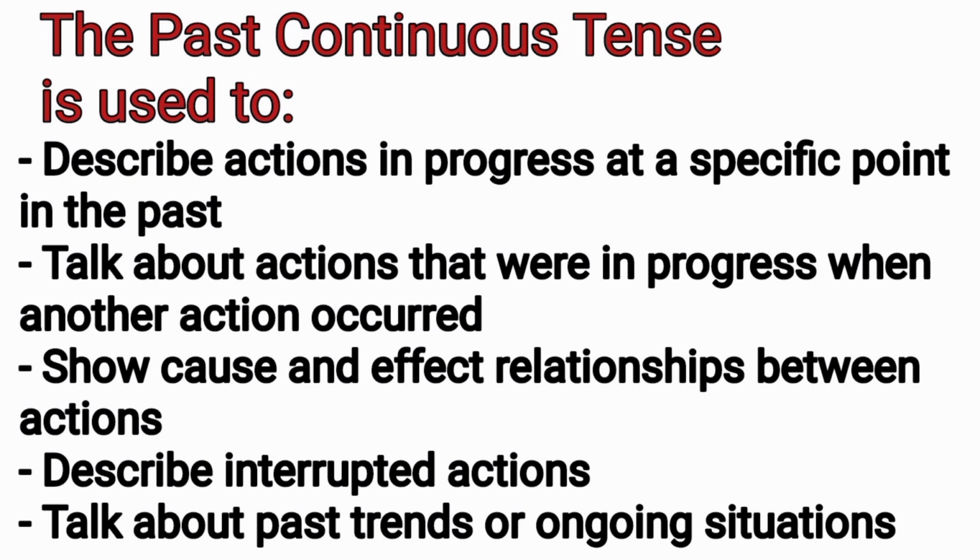Now the past continuous tense is used to describe actions in progress at a specific point in the past. It talks about actions that were in progress when another action occurred. It means the first action will continue, and the second action will occur, take place.